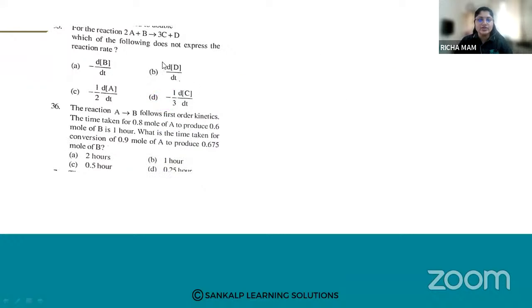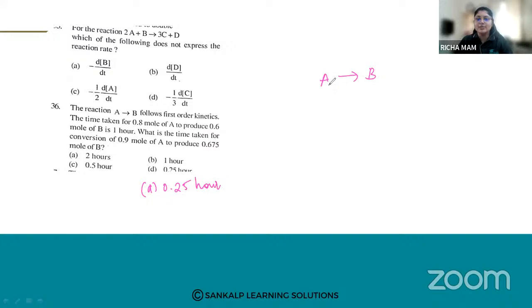So 36th question. The reaction A giving you B follows first order kinetics. The time taken for 0.8 mole of A to produce 0.6 mole of B is 1 hour. What is the time taken for conversion of 0.9 mole of A to produce 0.675 mole of B? So these are the options. D option is 0.25 hour. Okay. So solve it.